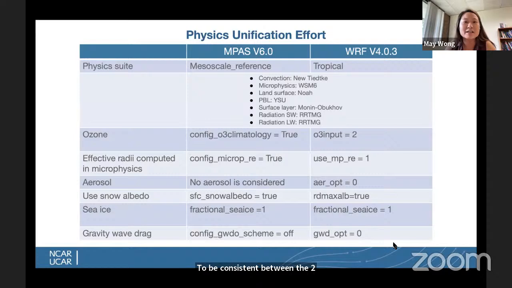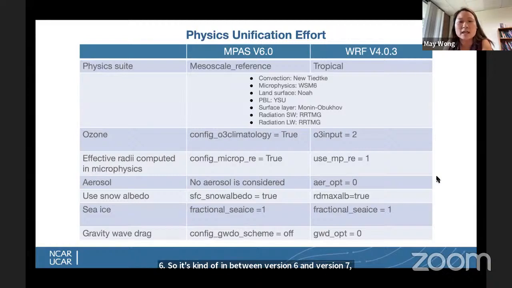Like I mentioned earlier, a lot of effort has also been put into unifying the physics in the test suite that we're looking at here in this study. And thanks to Kelly Werner, Dave Gill, and also Michael Duda and Laura Fowler for ensuring that these schemes are pretty much identical, or as much as we can, in the results. So the physics suite that we're looking at here is the mesoscale reference suite in MPAS. This is actually a pre-release version 6, so it's kind of in between version 6 and version 7, which is why there is the regional configuration capability in here. And then the mesoscale reference MPAS physics suite is equivalent to the tropical suite in WRF.